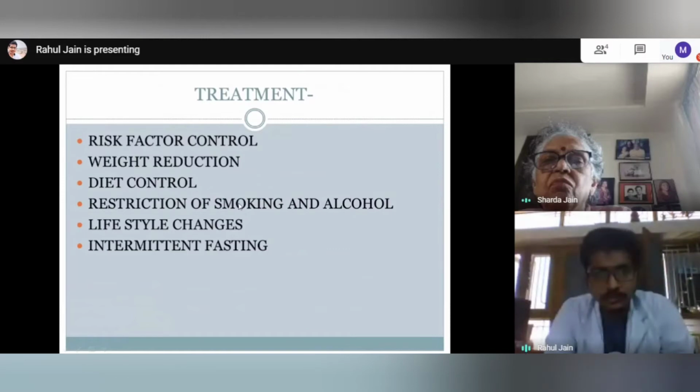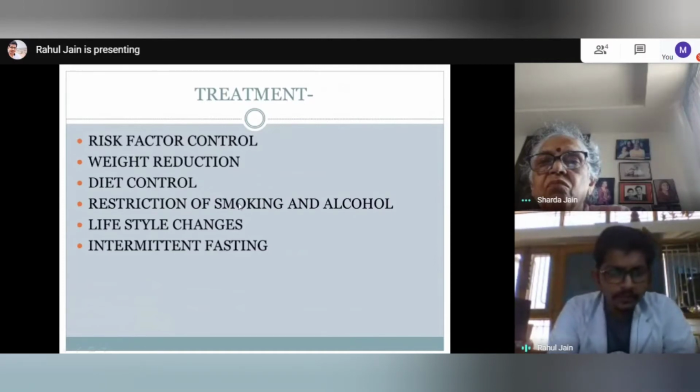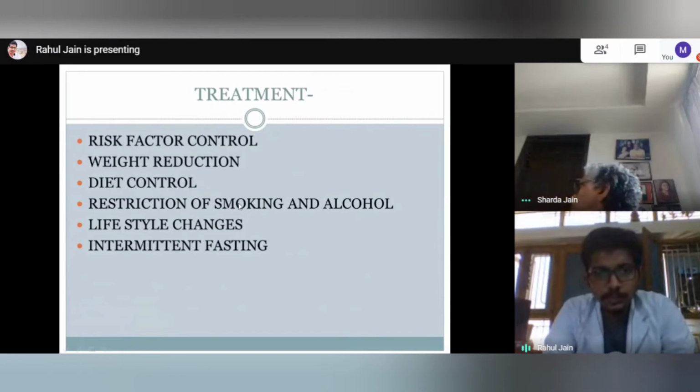But the most important thing is for people who are not yet diabetic or hypertensive, but fall into the category of metabolic syndrome. They need to start doing this risk factor control and lifestyle modification in a very tightly controlled way, so that they prevent the progression of disease in future.